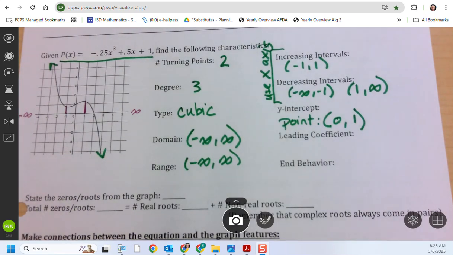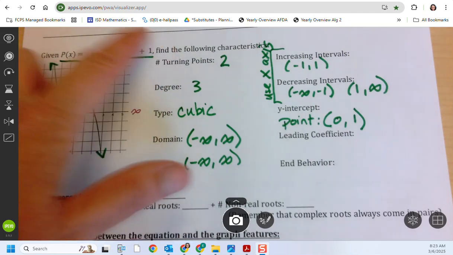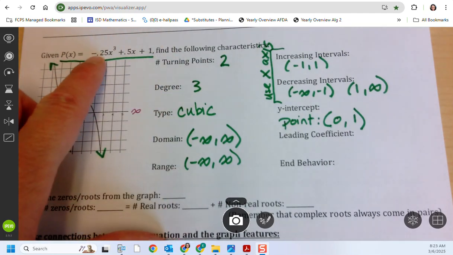Okay. So it says leading coefficient, not leading term. So we don't want to include the x's. We just want the number in front of the term with the biggest exponent. So I find my biggest exponent, and then I find my leading coefficient.